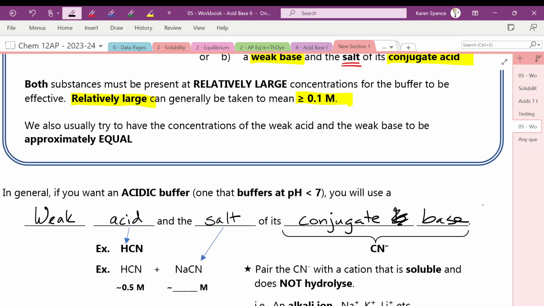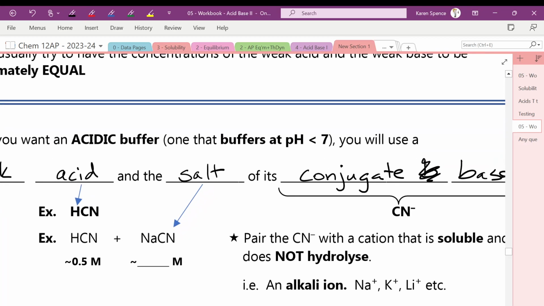So for example, if we had HCN as our acid, and it was at 0.5 molar, what would we probably want the NaCN concentration to be? Approximately 0.5 molar. Okay, you want them to be similar.